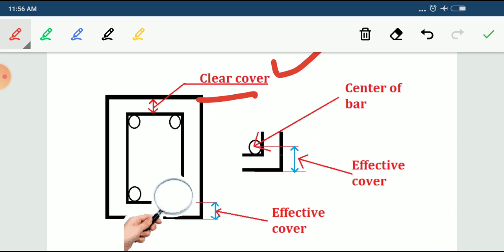And what do you mean by effective cover? Effective cover means the center of the main reinforcement to the exterior surface of the concrete. That is called effective cover. Okay, this is the difference between clear cover and effective cover. This is very important, you should remember.